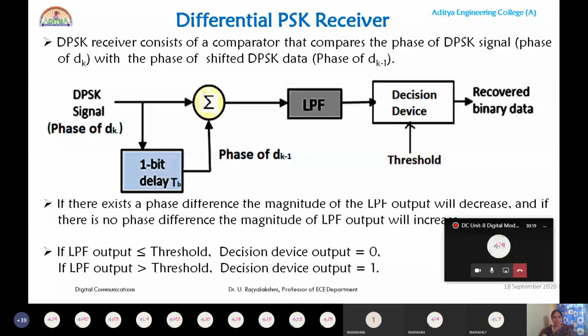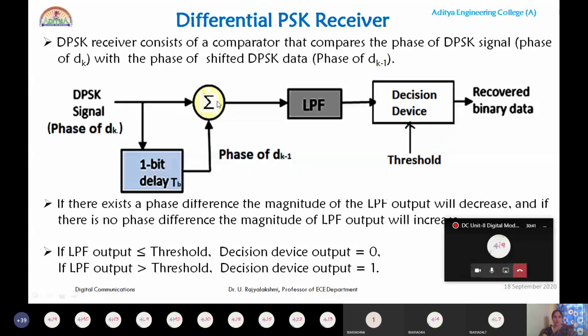You can get the decision device output as 0. If the low pass filter output is greater than threshold, the decision device output is 1. Okay, so almost all the working principle from low pass filter to decision device. So these are the common blocks for any kind of receiver section. But the front end section will differ.